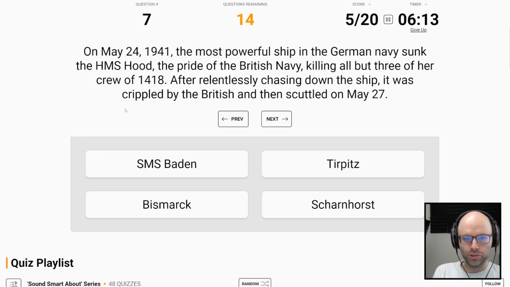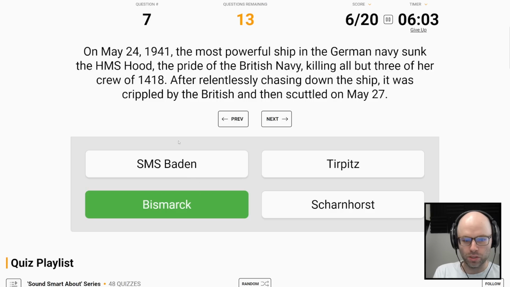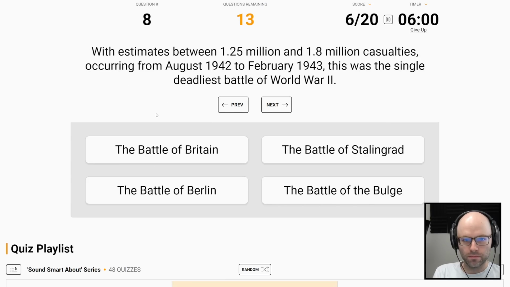The most powerful ship in the German Navy sunk the HMS Hood. After relentlessly chasing down the ship, it was crippled by the British and scuttled on May 27th. It must be the Bismarck. The single deadliest battle of World War II would be the Battle of Stalingrad.